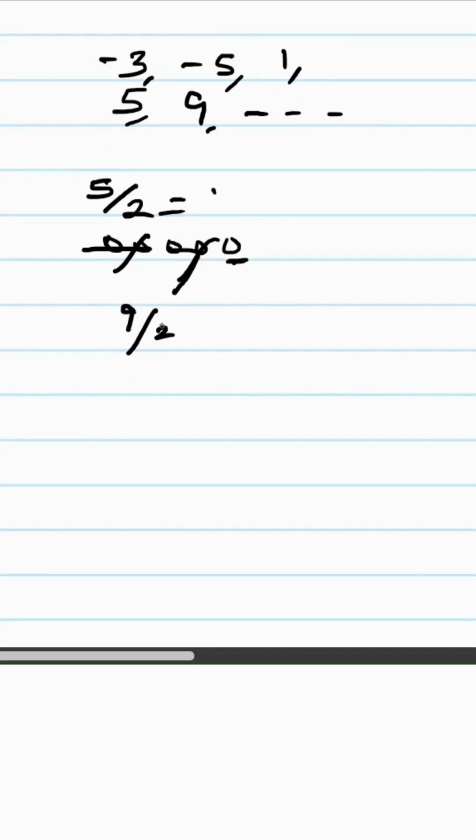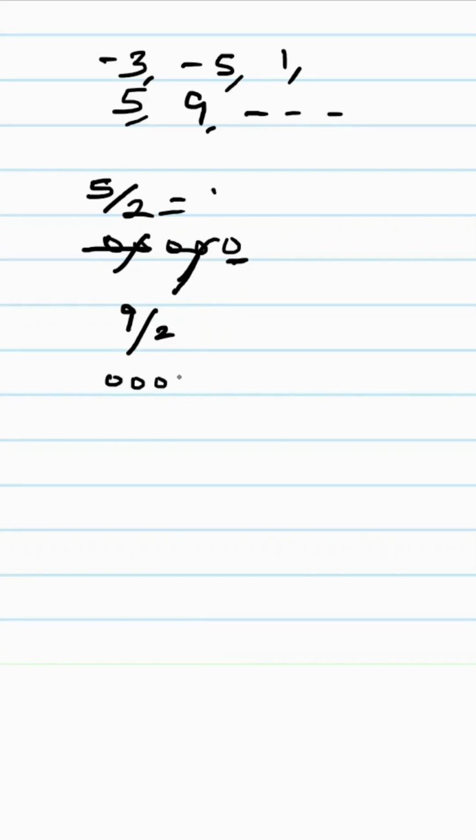Let's look at 9 divided by 2. So we have 1, 2, 3, 4, 5, 6, 7, 8, 9. Now let's divide 9 into 2 places. So we have 1, 2, 1, 2, 1, 2, 1, 2. So as you can see again, when you divide 9 by 2, we have a remainder of 1.